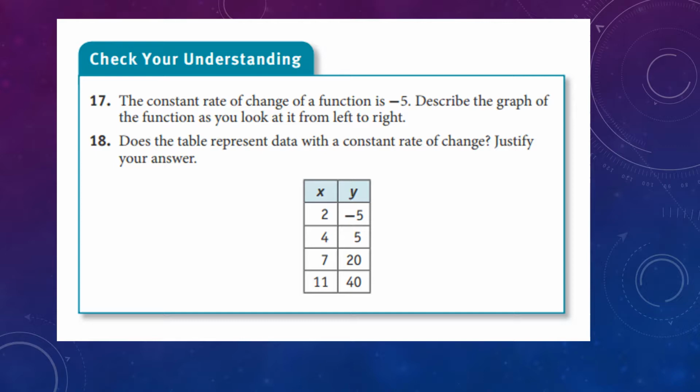So you should try these on your own. I'm going to keep stressing that, but then listen and see how your thinking held up. If the constant rate of change of a function is -5, we want to describe the graph as we look at it from left to right. That's important. We always want to read from left to right.